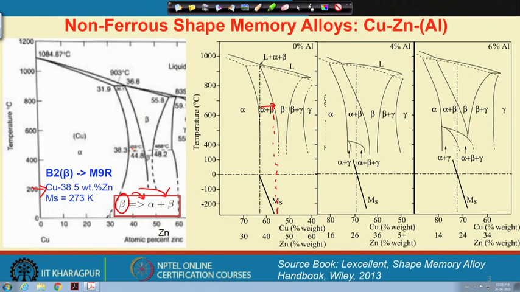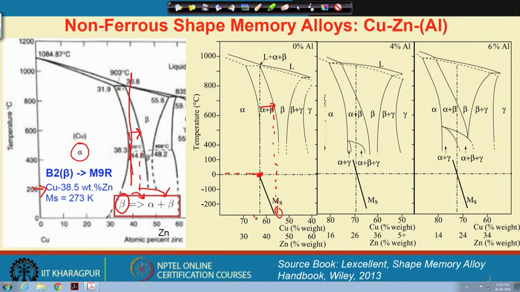So, in the copper zinc system this is a major problem. If I choose copper with 38.58% zinc, then the composition lies here and I may get a large fraction of alpha in order to attain an MS temperature here. However, the beta has a composition which will be shifted towards the right, where there will be no martensitic transformation at all.